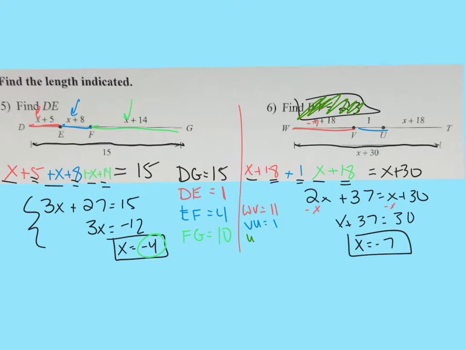WT is the whole piece, and that's equal to 23. And then UT is equal to 11. 11 plus 1 plus 11 equals 23. So WV is what we were looking for, and that's 11. And that's it for 5 and 6.